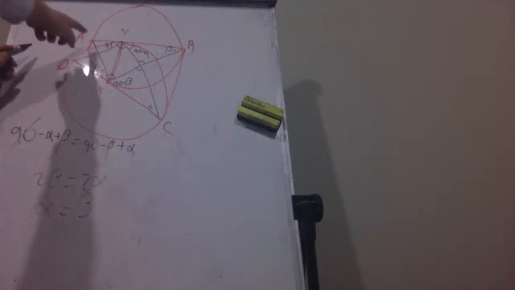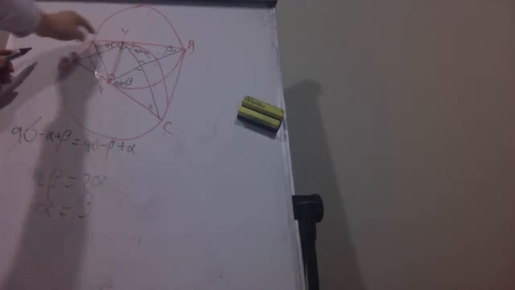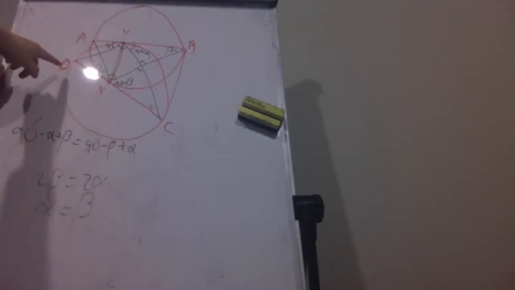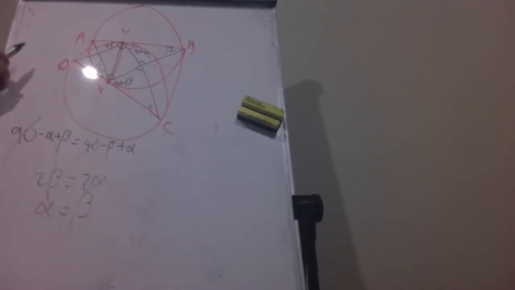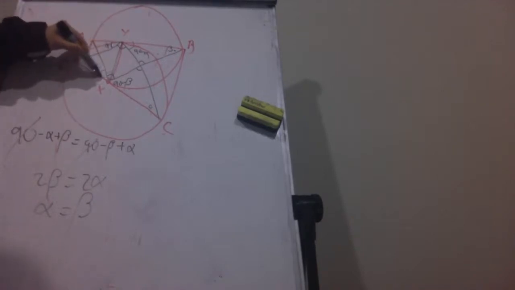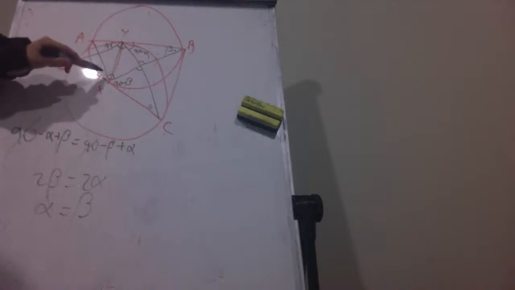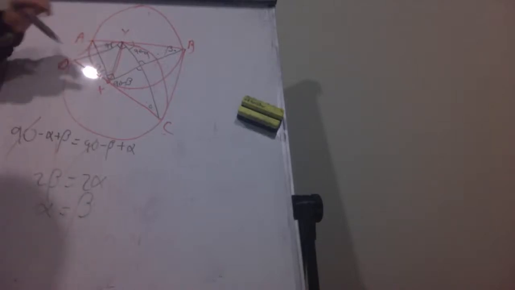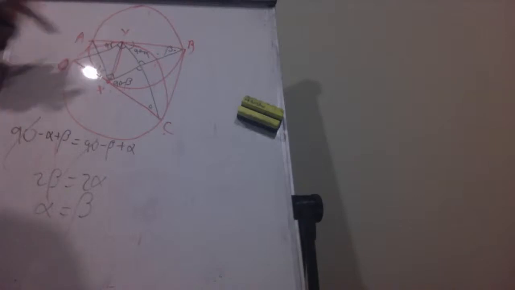So this is the tangent, right? There's an angle between the tangent and the chord. So the chord is DY. So this is alpha, right? Then this part here is going to be alpha. Wait, are you trying to prove the alternate segment? You don't need proof, I think you know it.